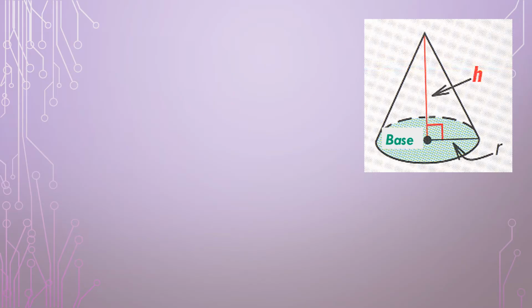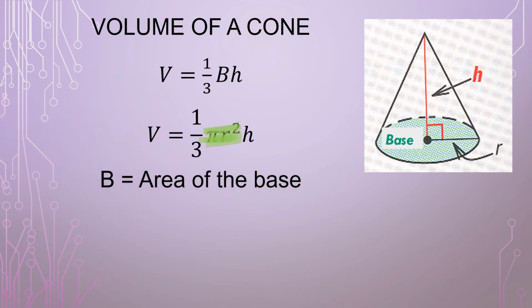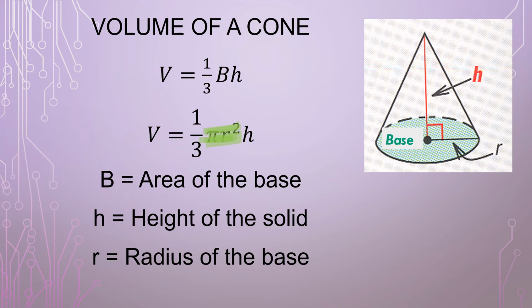The next shape to look at is a cone. So we have a circle as our base. The volume of these types of figures is 1/3 base times height. The base of a cone is a circle, so we can substitute that in here. Pi r squared is the area of a circle, so that it's a little easier for you guys. B is technically the area of the base. You can find the area of the base by doing an area of a circle. H is the height of the solid, and then R is the radius of the base.